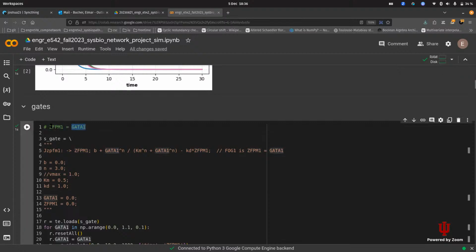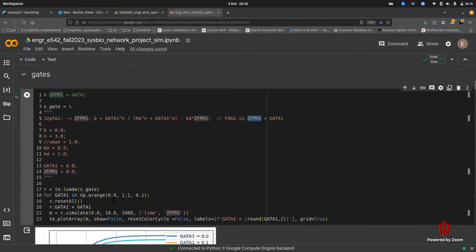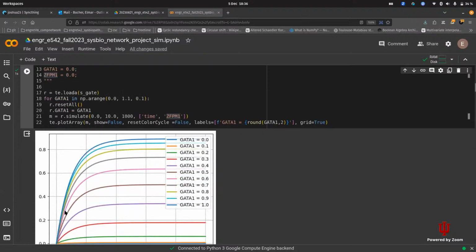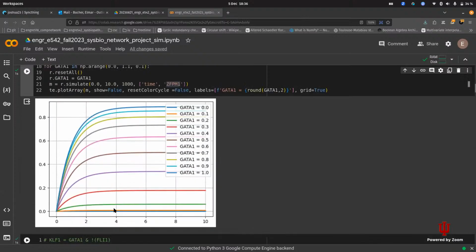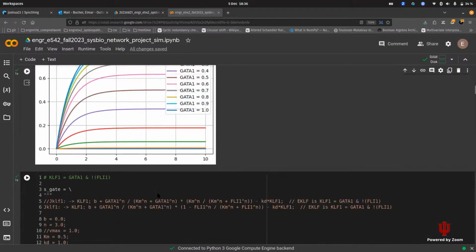So, FOG1, what it's called, is ZFPM1, and it's similar to GATA1, and this is what I see. So I just go over GATA1 and have different values, and more or less I always get the equilibrium value that I set with GATA1, I get as well for ZFPM1, so this was correct.